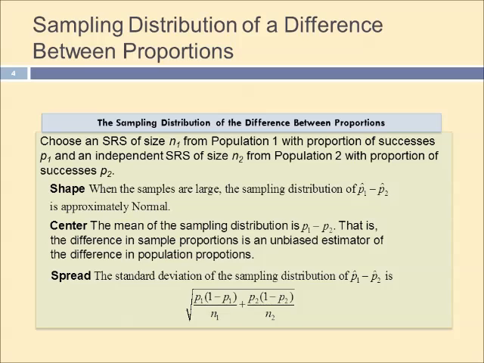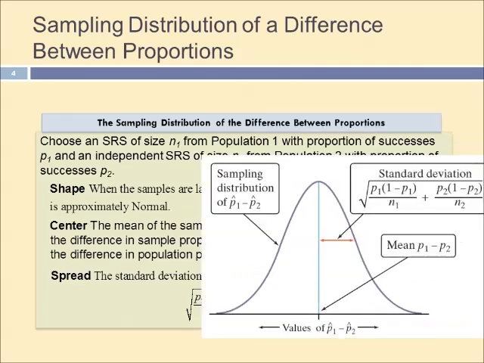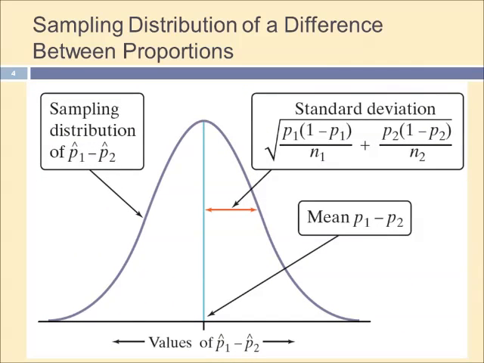And the standard deviation of the sampling distribution of the difference in sample proportions is given by this formula, similar to the standard deviation we had for two sample means. So we have this layout: the sampling distribution of the difference between sample proportions. The values fall along the horizontal axis. The mean of this distribution is the difference between the actual population proportions, and the standard deviation is given by that formula.